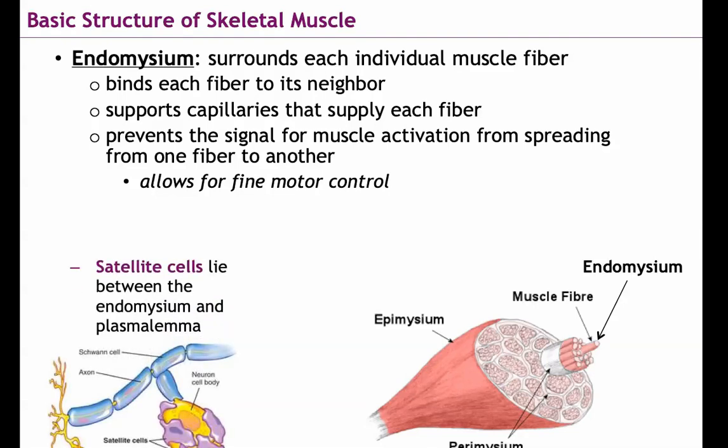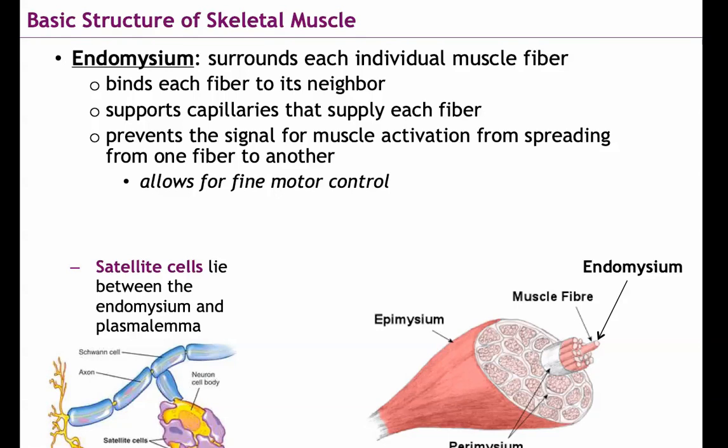This layer also contains something called satellite cells. So satellite cells lie between the endomysium and the plasmalemma. We haven't even learned about the plasmalemma or the sarcolemma yet, but we will, I think, on the next slide or two. But we'll get there. We'll talk about what the plasmalemma is, but it's just another layer of connective tissue. So what's the role of a satellite cell? It's going to aid in repair and growth of muscle cells.